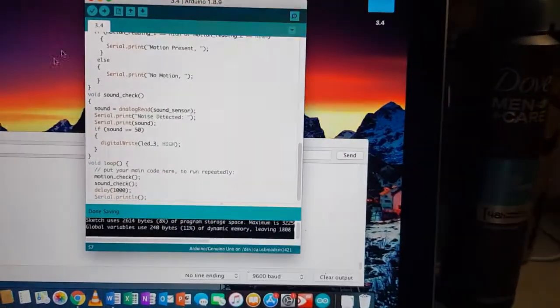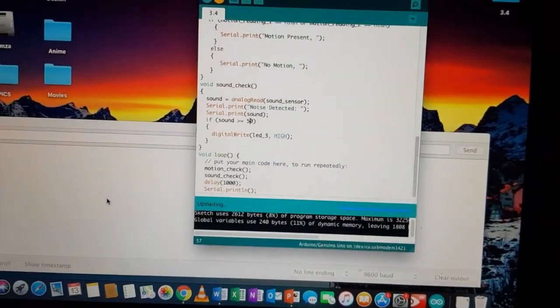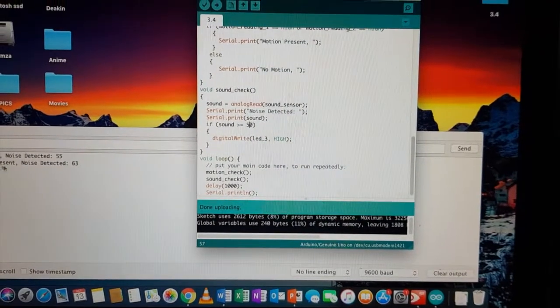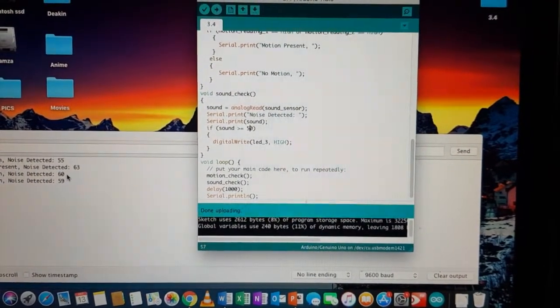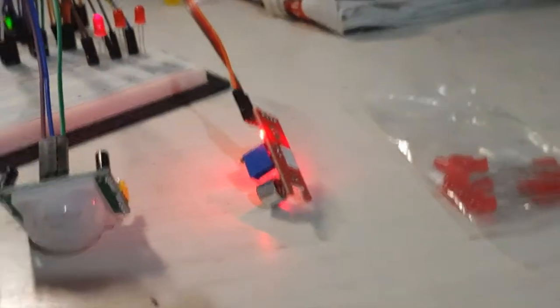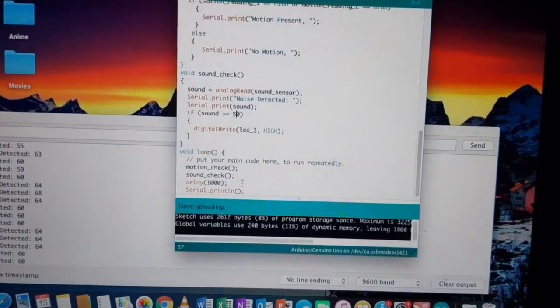If I just upload this one now, you can see noise detected, which is 55, 63, 60. That's because I'm talking right now in the room. So the sound detector is detecting sound, and LED 3 is turned on, which means it's detecting sound as it should.